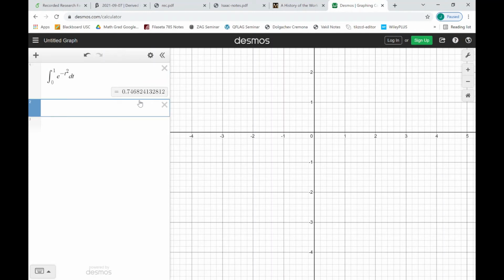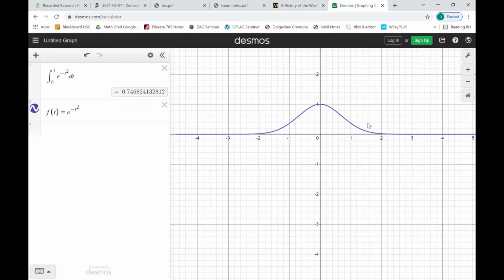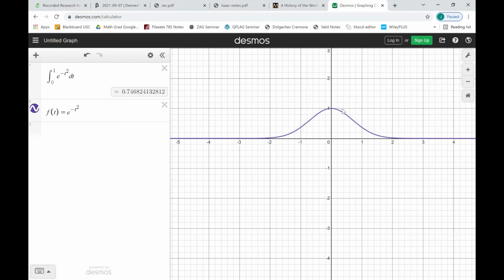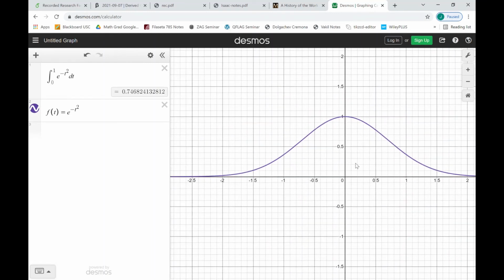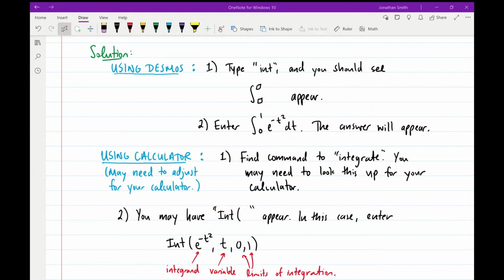And while we're here, let's just look at what this function e to the negative t squared looks like as a graph. We get this function over here in purple, and this definite integral is supposed to be representing the area under the curve of this function, from t equals 0 over to t equals 1. If you want to, you can pause the video and convince yourself that the value we got for the definite integral does in fact give us this area.